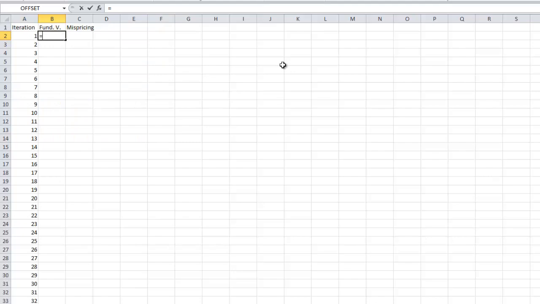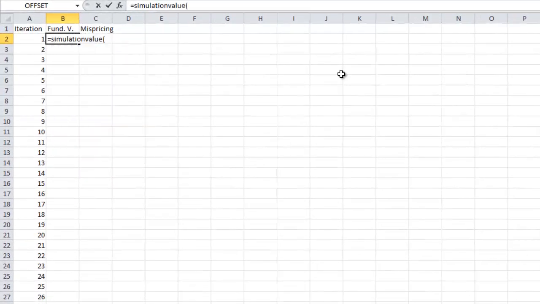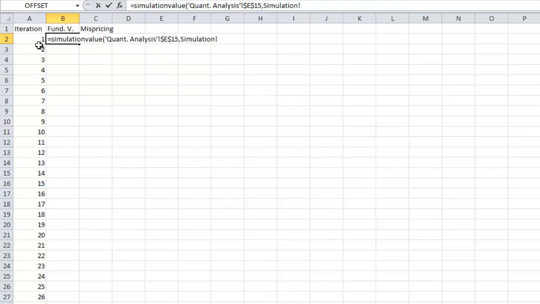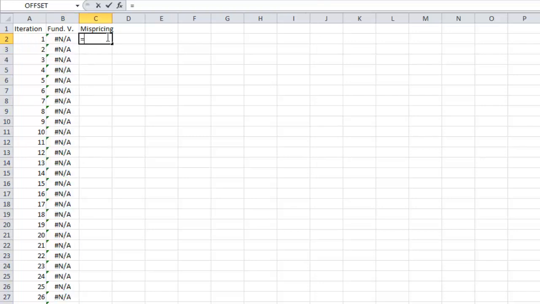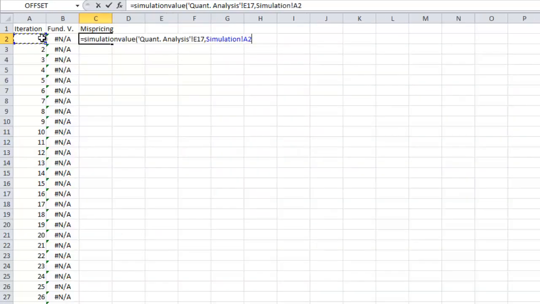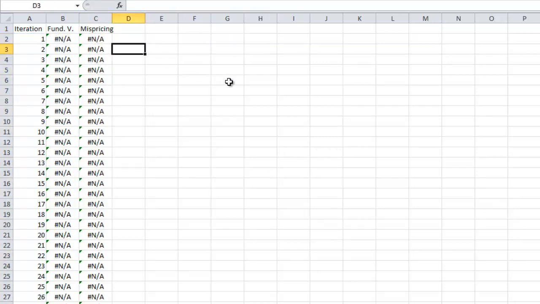Now for the fundamental value, this is where we have to use our simulation value formula. Go get the output that you want, which is the fundamental value. Lock that in, and then tell it what iteration you want. Well, we want the first iteration. And we'll slide that formula all the way down. We'll do the same thing over here, simulation value, except this time, let's go get the mispricing. And again, we want that as our iteration. Now remember to lock in your output variable. Shoot that all the way down the line. Now, here comes the really cool part.